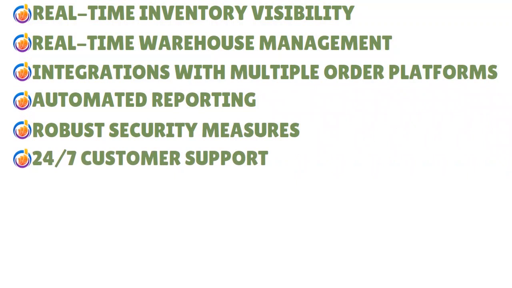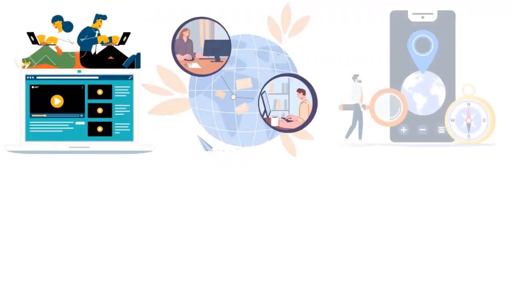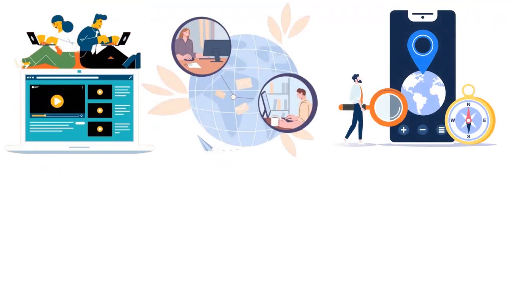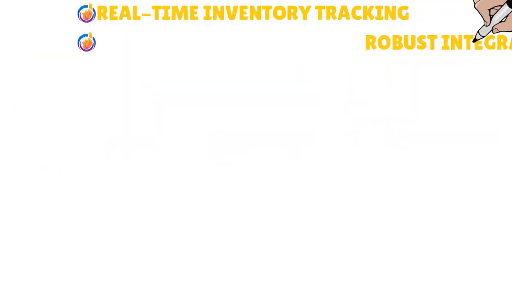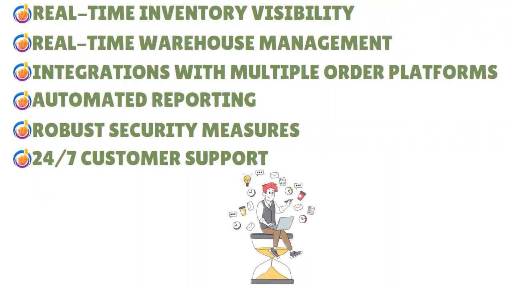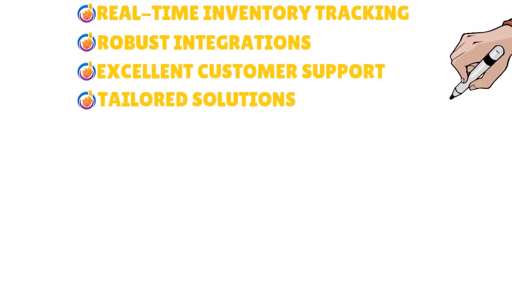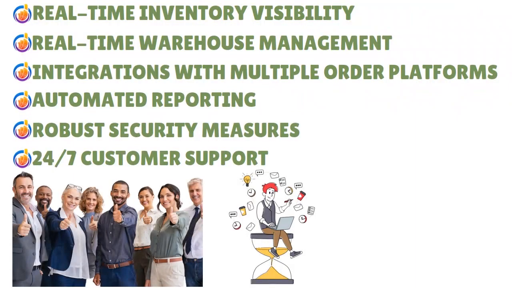I really want to talk a little more about the advantages. You have real-time inventory tracking. Zenventory offers real-time inventory visibility, enhancing decision-making and reducing stockouts. We have robust integrations, so you have the ability to integrate with multiple platforms that allow seamless order fulfillment. You have excellent customer support available 24/7, and you have tailored solutions. This is kind of cool. So that's for the pros.